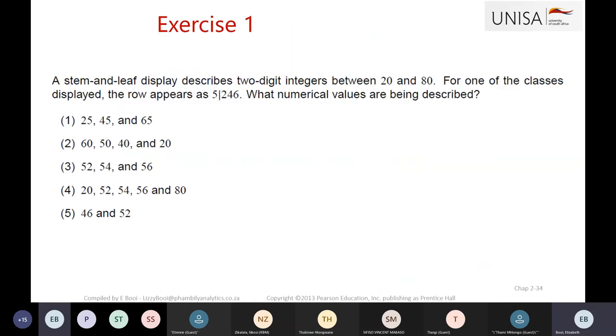Okay, so one of the questions that you might get looks like this. A stem and leaf display describes two-digit integers between 20 and 80. For one of the rows in the display, the row appears as follows, where the stem is 5 and the leaves are 2, 4, and 6, which is 52, 54, and 56. What numerical values are described here? Which one represents the values of that stem? Number 3. And I just gave you the answer. It is number 3 because you need to know that this is 52, 54 and 56. And that's the stem and leaf plot.